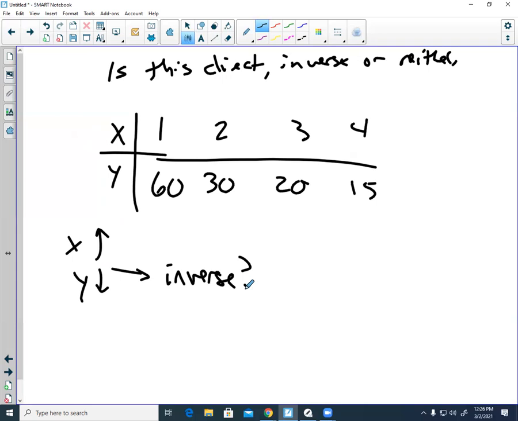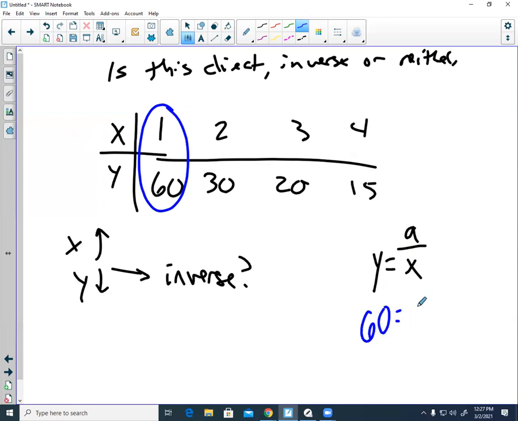Okay? So if it's inverse, that means it's going to be in the form of y equals a over x, right? The inverse formula is y equals a over x. So now all I need to do is basically find the equation. And if every one of those points works for the equation that I find, I'm done. Now, if I want to find the equation, it should be really, really easy, right? Because I just take this and I plug it into here for x and y, and then I solve for a. So I'm going to get 60 equals a, which is what I'm trying to solve for, divided by 1. So that tells me that my a value is 60.